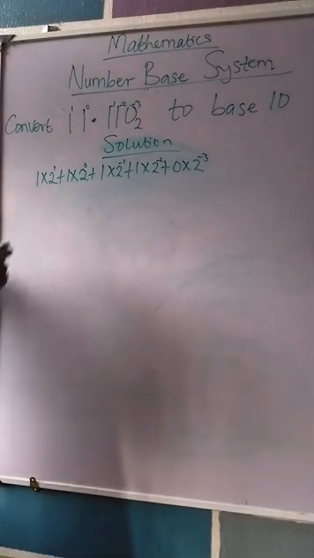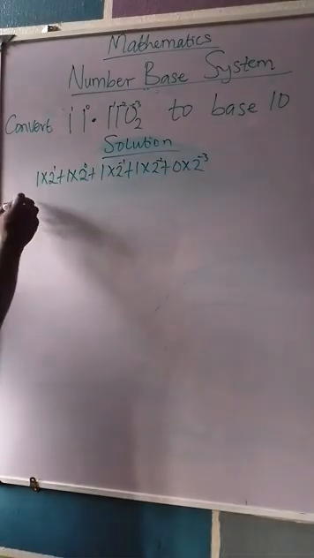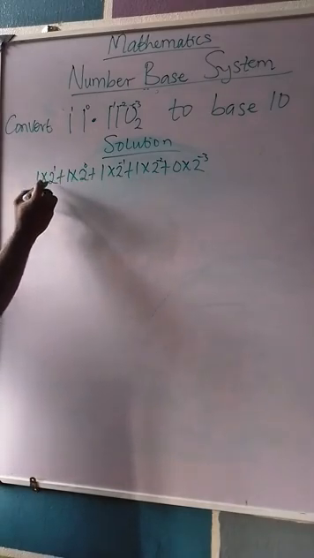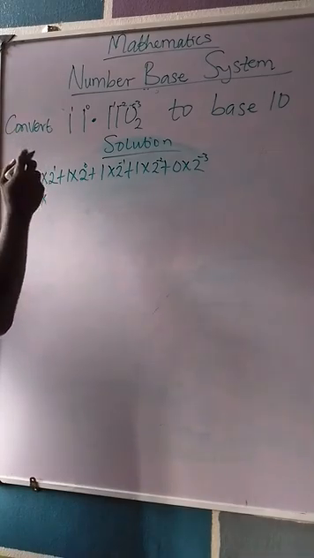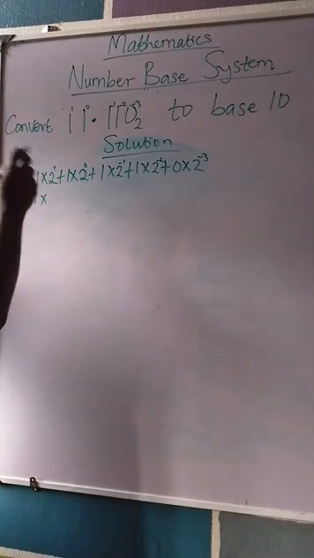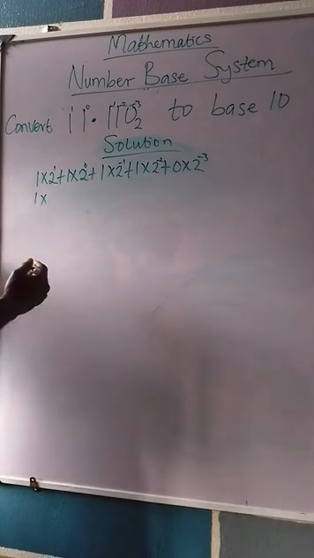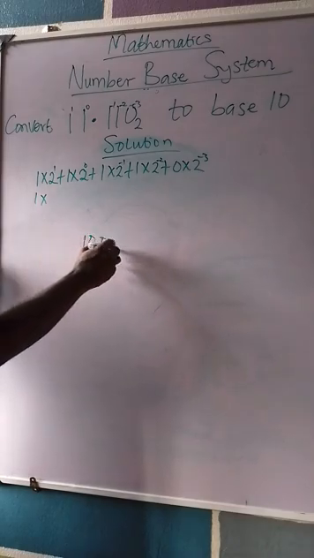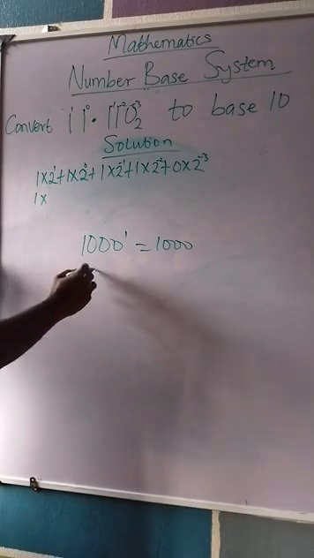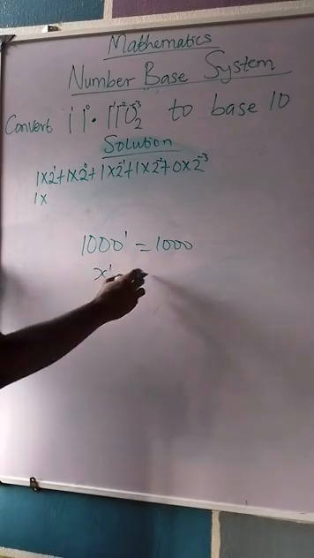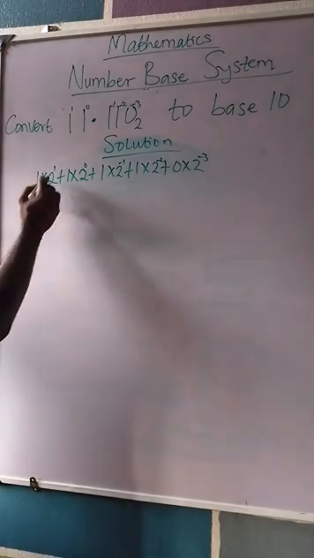Now listen. You work on the exponential first. So 1 times 2 raised to power 1 is what? Is 2. Anything raised to power 1 is that same thing. I'm using the word anything because anything is anything. So if I have 1,000 raised to power 1, it is equal to 1,000. If I have x raised to power 1, it's equal to what? X. So 2 raised to power 1 is 2.